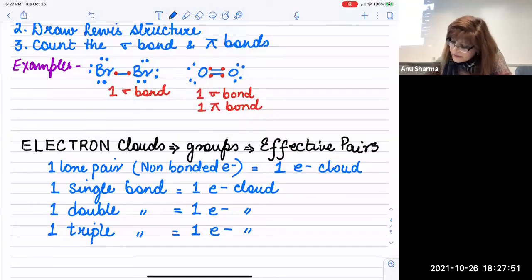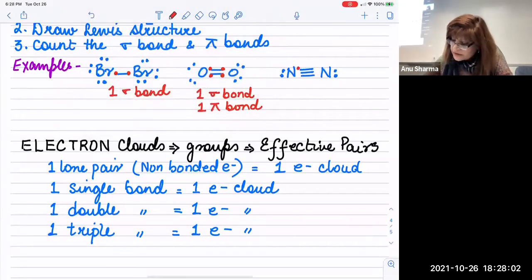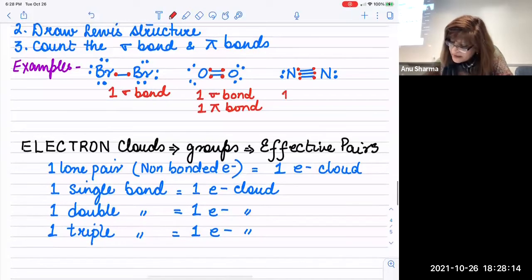Then let's look at nitrogen. Nitrogen is made up of a triple bond to another nitrogen, and these are the lone pairs on the side. We are not interested in the lone pairs. We are interested in how many atoms are bonded. Here the six electrons are in this bond, and in that we see one sigma bond and two pi bonds.